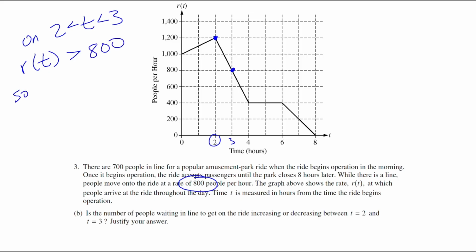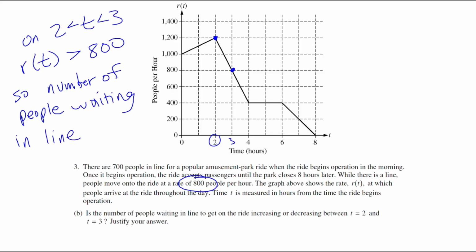So the number of people waiting in line is increasing, because they're arriving more quickly than they're getting on to the ride. And they gave you 1 point for that.